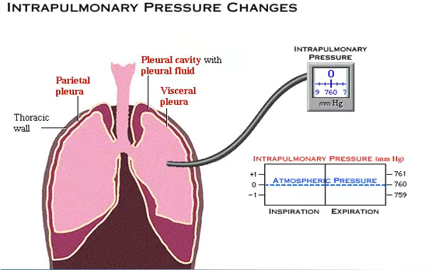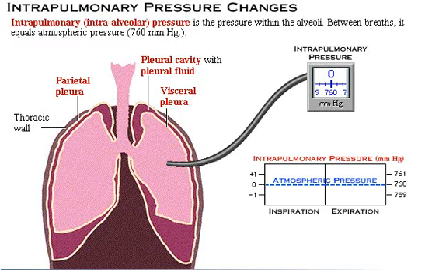Now let's look at the specific pressure changes that occur in the lungs during breathing. For reasons described later, the lungs closely follow the movements of the thoracic wall. The pressure within the lungs is called the intrapulmonary or intra-alveolar pressure. Between breaths, it equals atmospheric pressure, which has a value of 760 millimeters of mercury at sea level. When discussing respiratory pressures, this is generally referred to as zero.